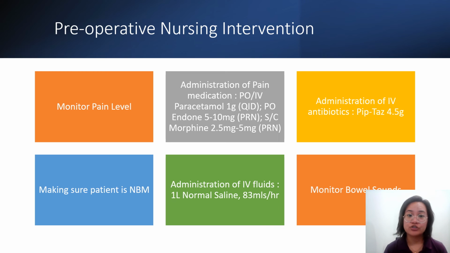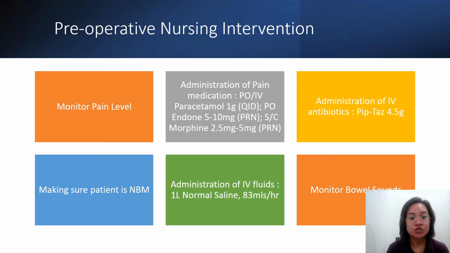For preoperative nursing intervention, we'll be monitoring her pain level, assessing it, and giving her pain medications based on her pain level. We have administered PO or IV paracetamol, which she can have 4 times a day. There's also a PRN endone or a subcut morphine, whichever suits her based on her nausea. If she could take the oral endone, then that was fine.